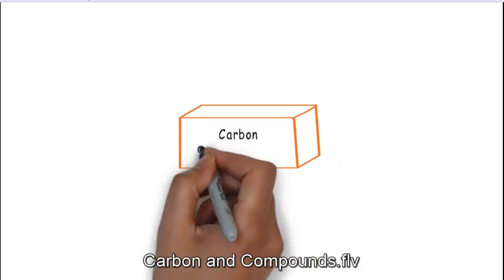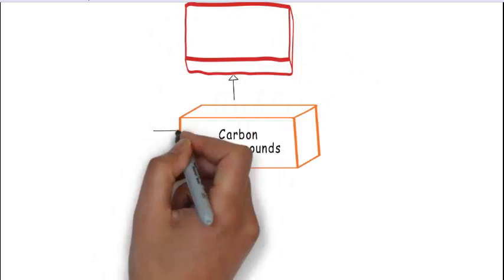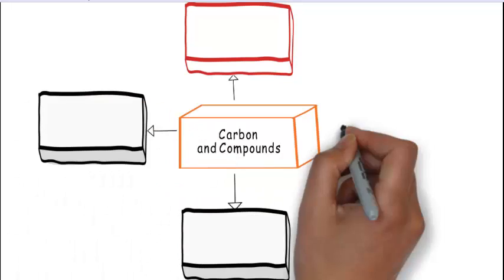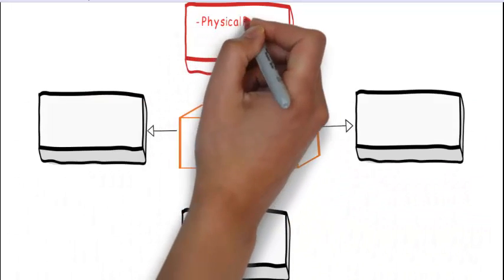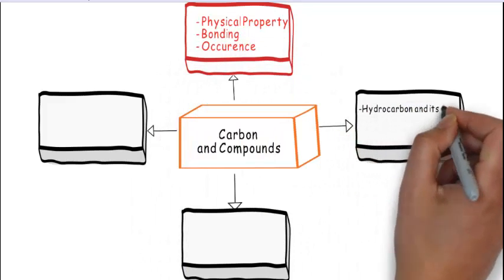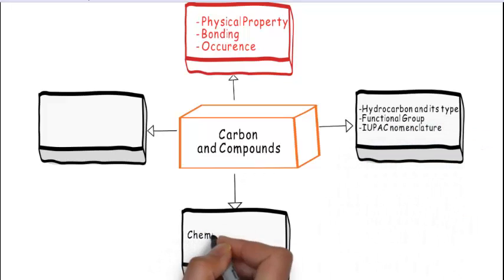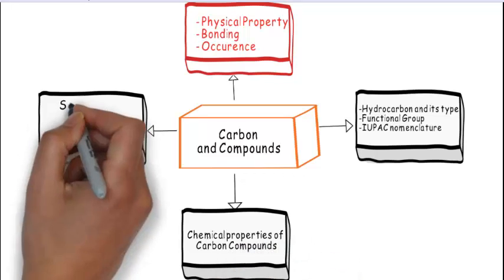Carbon and compounds. This chapter is divided into 4 parts. 1. Physical properties, bonding in carbon and occurrence in nature. 2. Hydrocarbons and its types, functional groups and IUPAC naming. 3. Chemical reactions involving carbon compounds, ethanol and ethanoic acid.